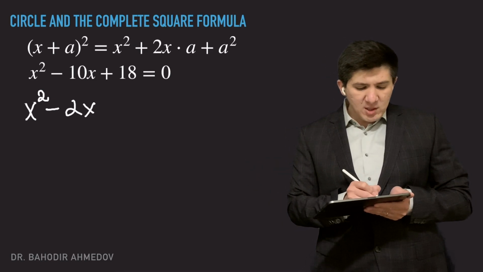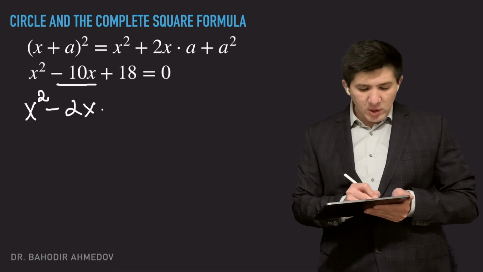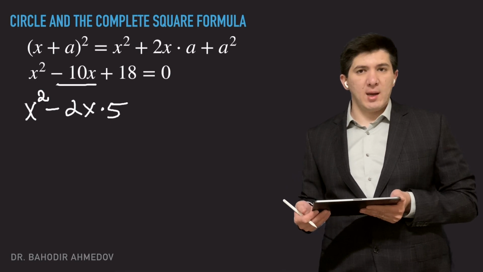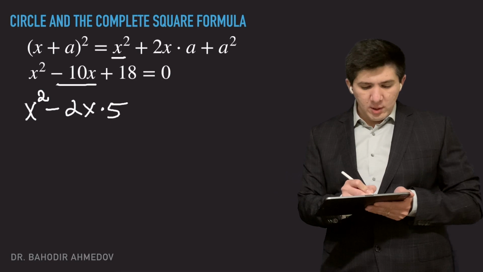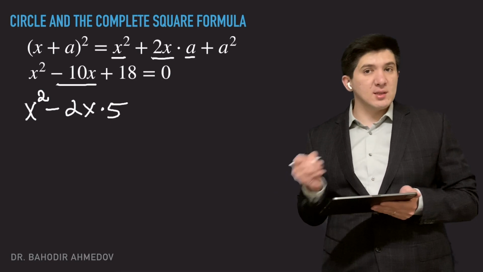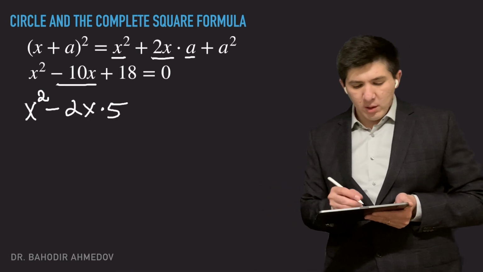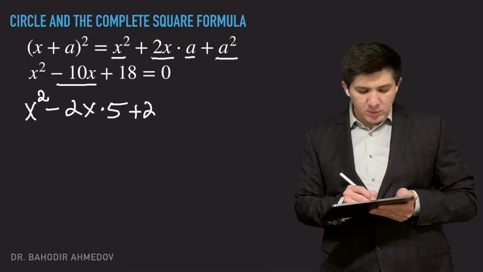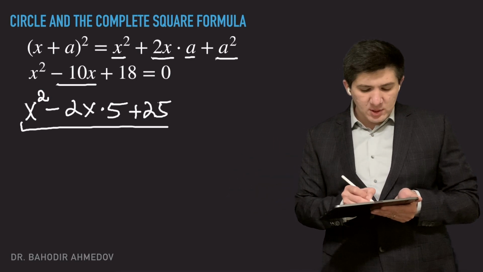Now I need to make this 2x equal to the 10x, because there is 10x here, right? So I'm going to multiply this by 5, because in this case it's going to be minus 10x. Do you remember this formula? In this formula it was x squared, then 2x is coming, then multiplied by a. So a in this case is going to be minus 5, I can figure this out from here, and plus the square of a. So I'm just going to add plus 25, just to make this a complete square.